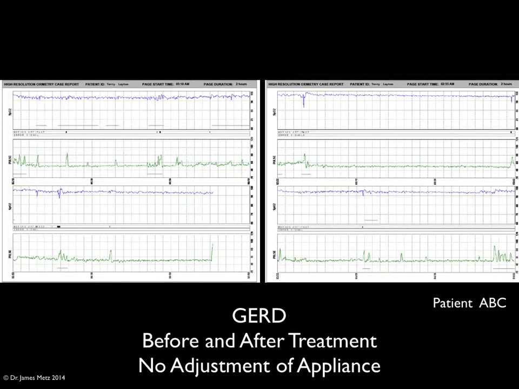This is a before and after on the GERD. You can see the heart rate is calmed, the SpO2 is in better shape. It's really important to understand gastric reflux, and that's something you need to spend a little time studying.